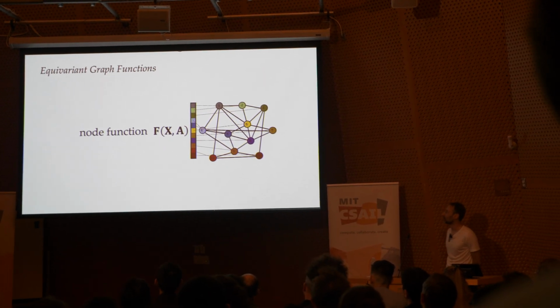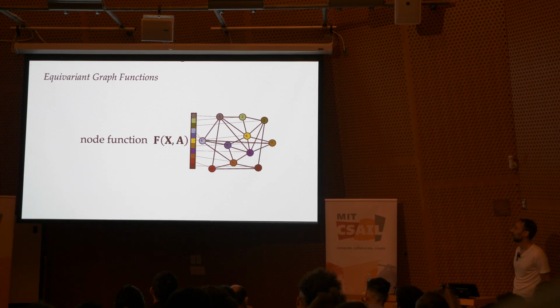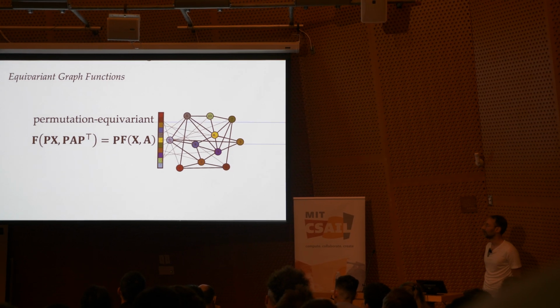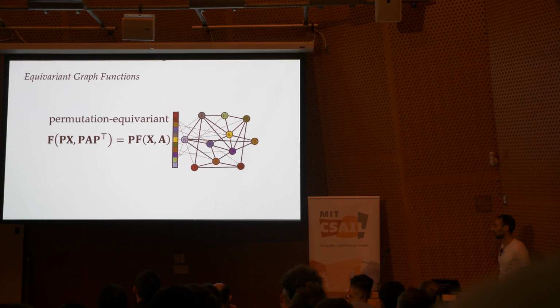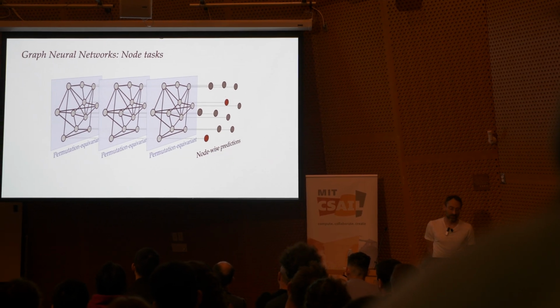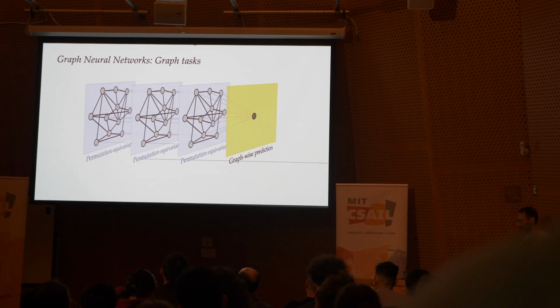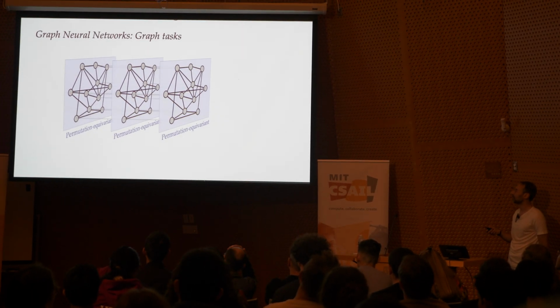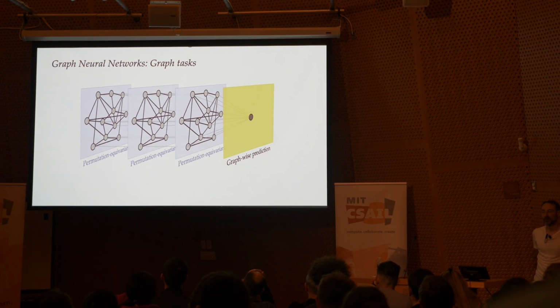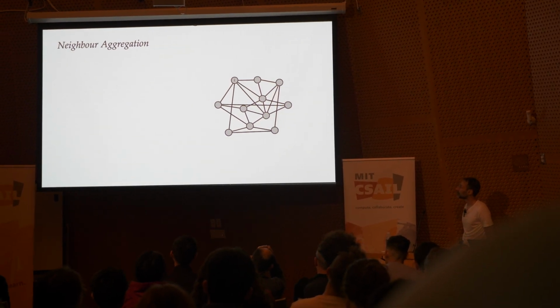So in this case, I want to be able to permute the nodes and the output to be permuted in the same way. So we are talking about permutation equivariance in this case. And graph neural networks are typically a sequence of permutation equivariant layers followed by an invariant readout, if this is the problem that is required, right?